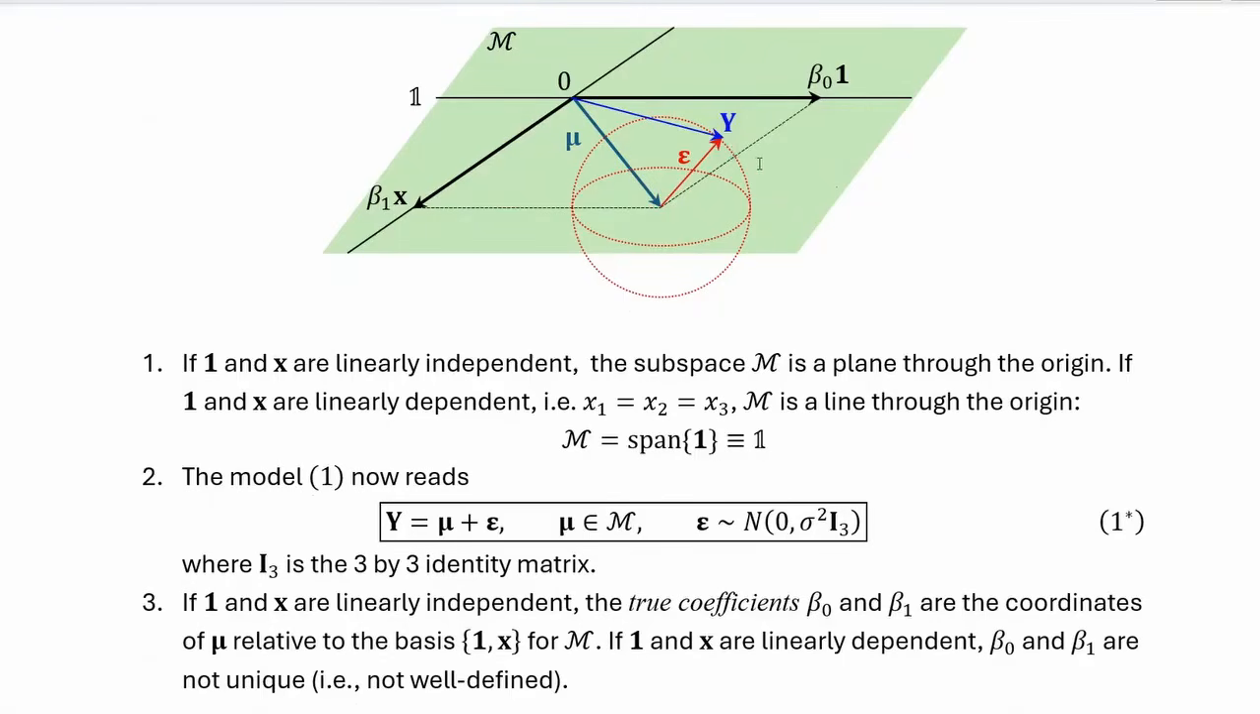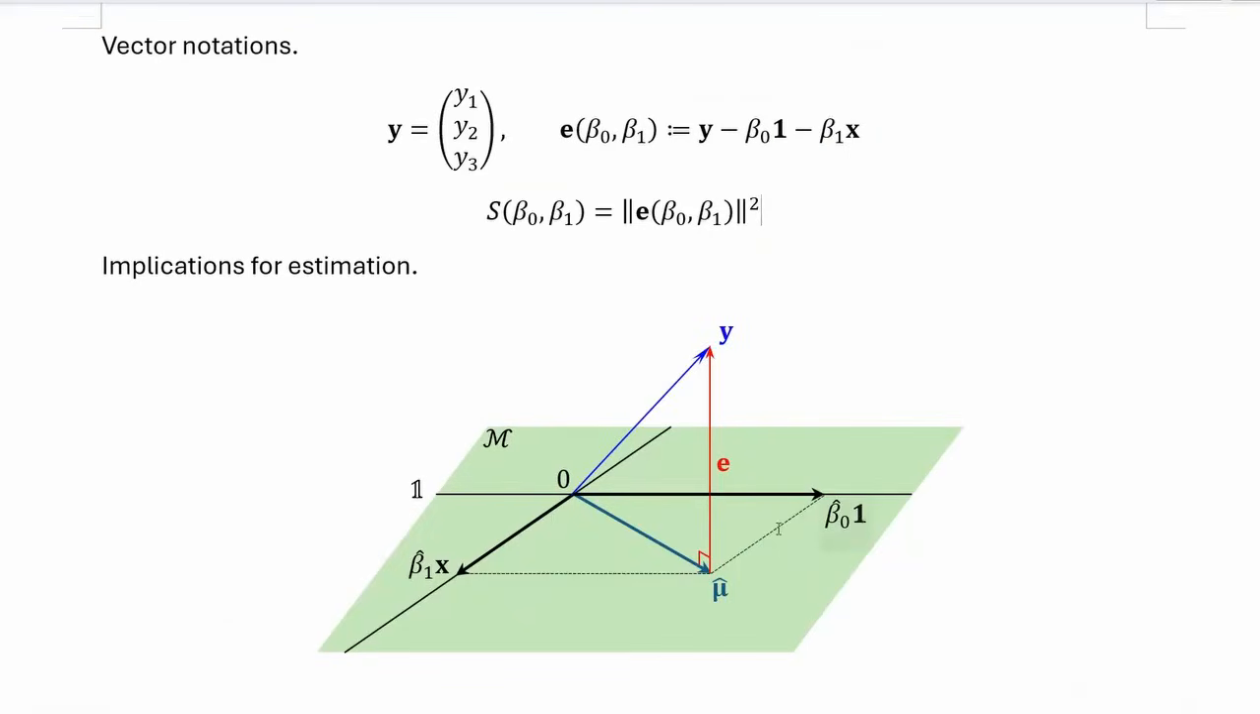But what about our data? What about the observed y's? So we retain the vector 1, vector x, and the resulting span, the subspace M. Here we also assume that 1 and x are linearly independent. We now introduce the observed response vector y with components little y1, y2, y3, and the e vector. The e vector is little y minus beta naught 1 minus beta 1 x. Of course, this depends on the coefficients beta naught and beta 1.